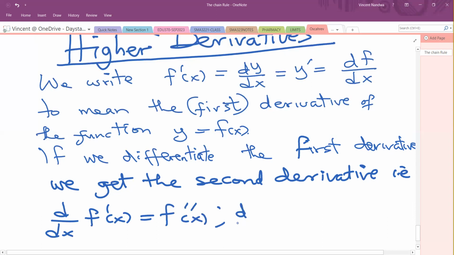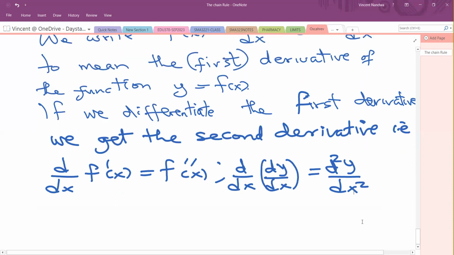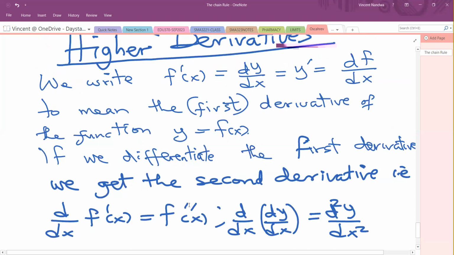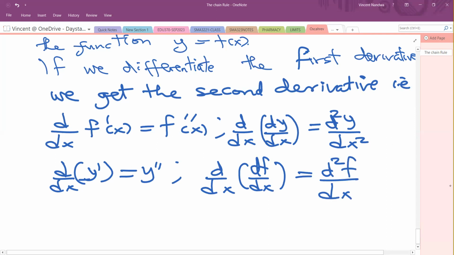Similarly, when you write d dx of dy dx, you get d squared y dx squared. When you say d dx of y prime, you get y double prime. And when you write d dx of df dx, you get d squared f dx squared.